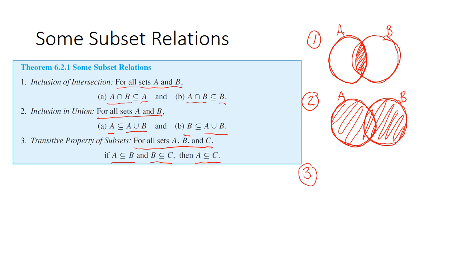So if A is a subset of B, that means A is inside of B. So here's A, here's B. And if B is also a subset of C, that means B is inside of C. So here's C. So you can't draw those first two conditions that are in the if without making that then part come true. So if A is a subset of B and B is a subset of C, there's no way to draw that without also having A be inside of C.